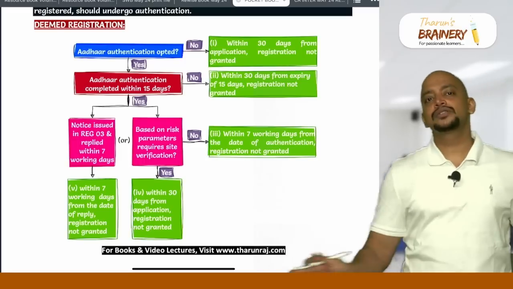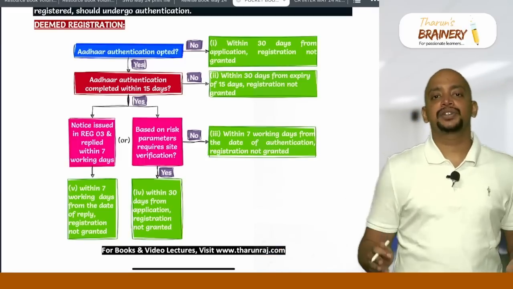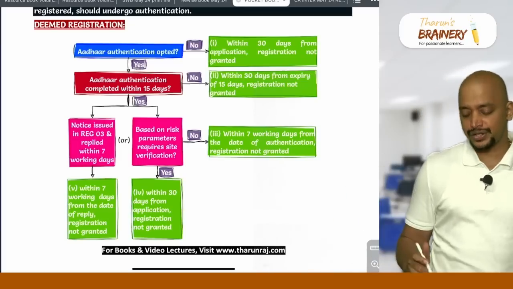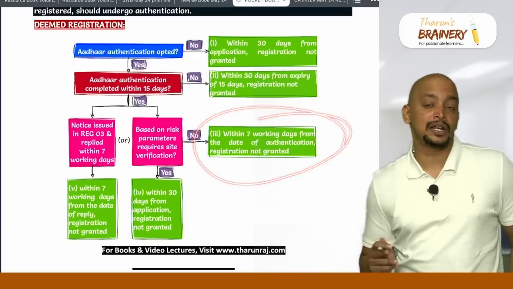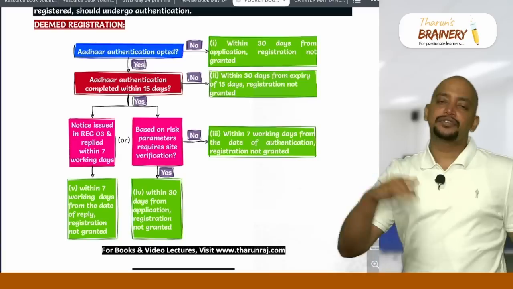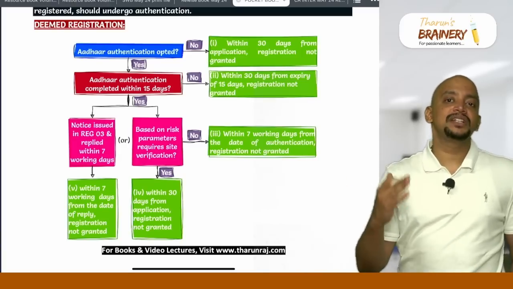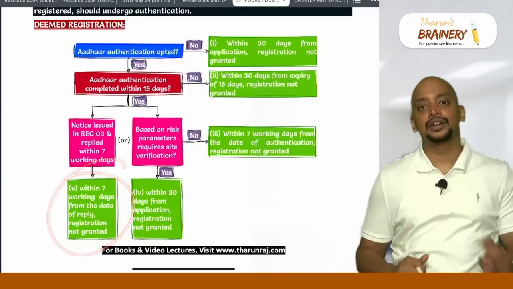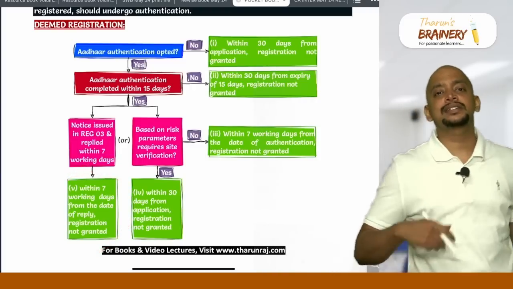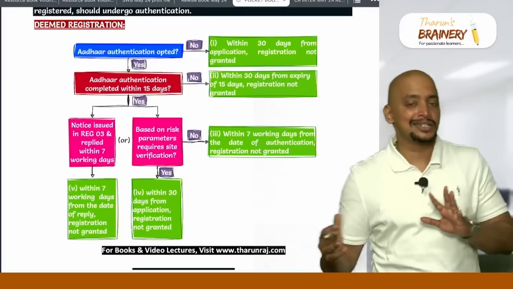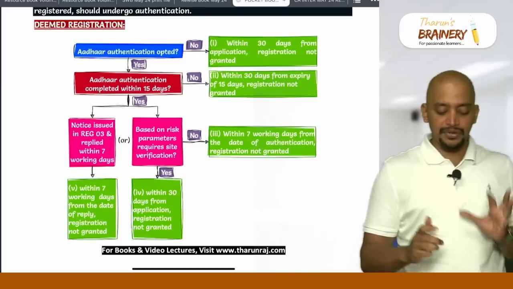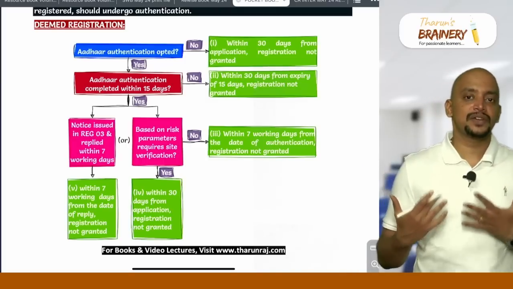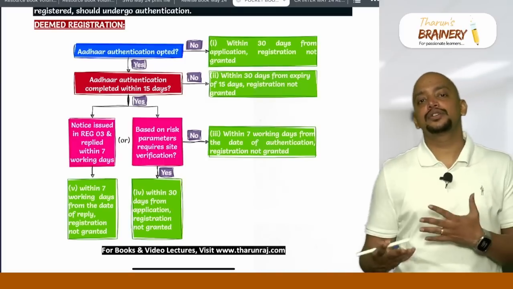Normal cases, there is no issue involved. You make application for registration, within 7 working days neither do you get a notice nor a registration certificate, then also deemed to be registered. Then suppose you got a notice and after notice you gave a reply, after reply within 7 working days, neither rejection nor certificate of registration, then also deemed registration. So 2 points related to 7 working days and 3 points related to 30 days. So these 5 points are deemed registration. Suppose you get a question, what are the situations where the registration is deemed to be granted to a registered person?